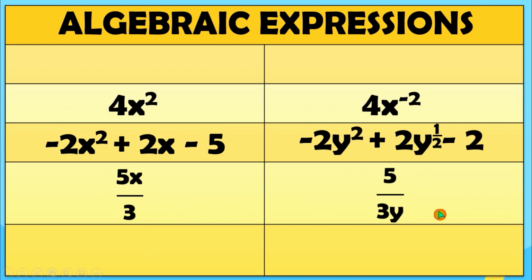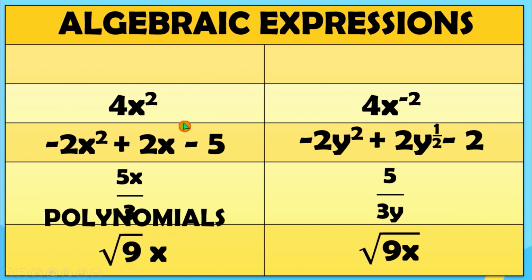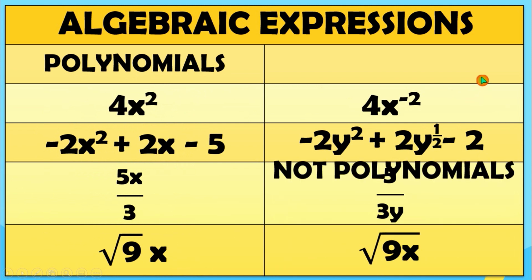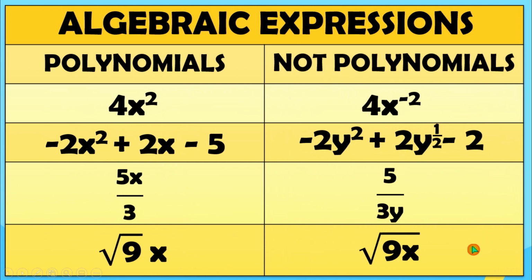Remember, when a number and a letter are beside each other, there is an implied operation between them, and that is times. However, we do not read it as times. So I have here the square root of 9 times x. That's what it means, times x. And then I have the square root of 9x. All of these expressions are algebraic expressions. However, on the left side, we will call them polynomials, while on the right side, we will call them not polynomials.